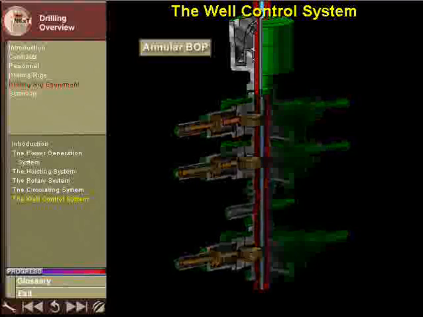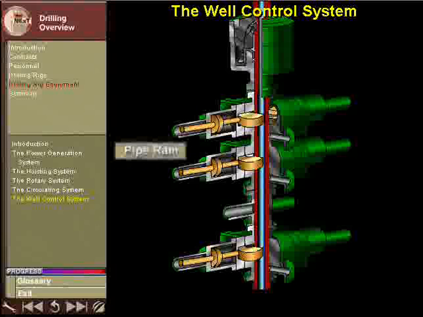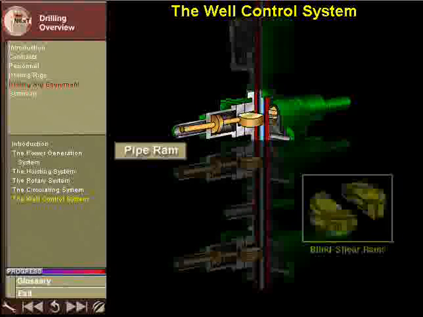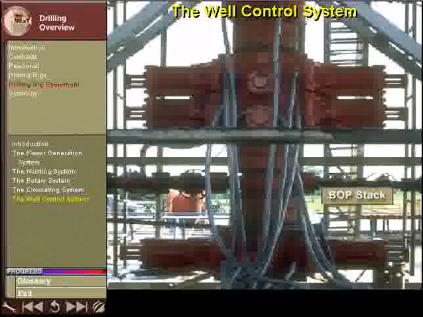BOPs are basically hydraulically operated high-pressure valves designed to either seal off the annular space around the drill string with rubber elements or seal off the entire wellbore by driving metal rams across it. Normally, both types of preventers are used on a well and are stacked up one on top of the other to form a BOP stack.